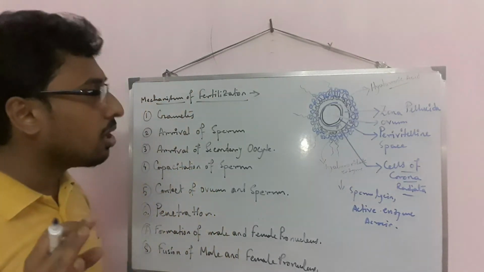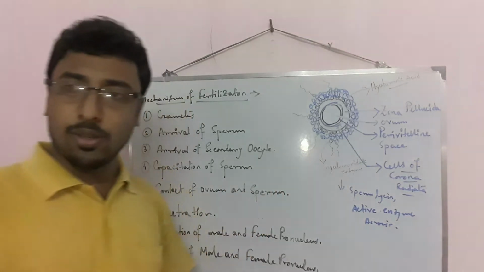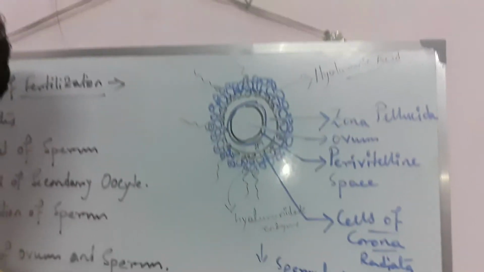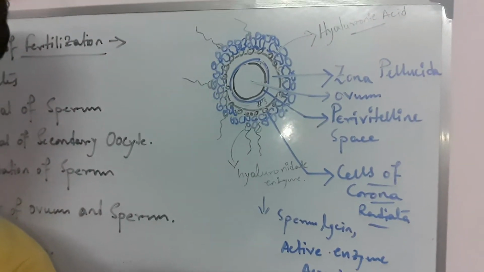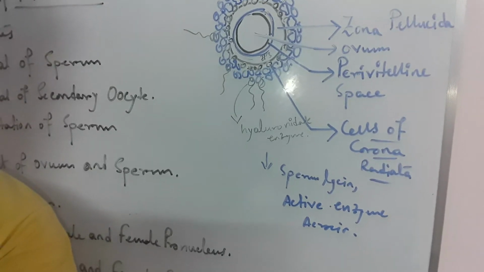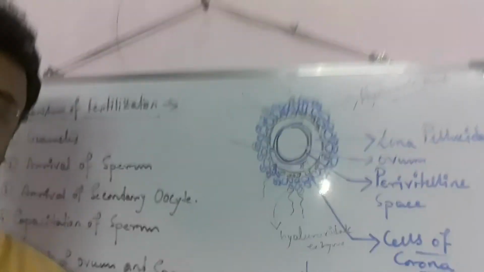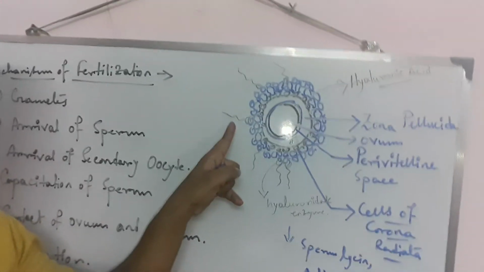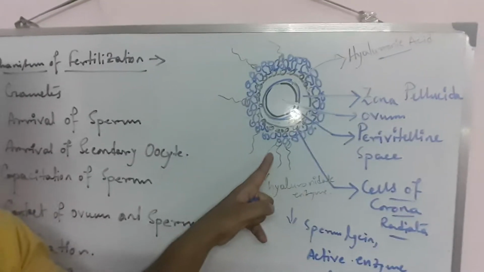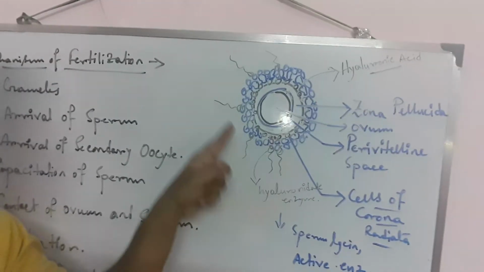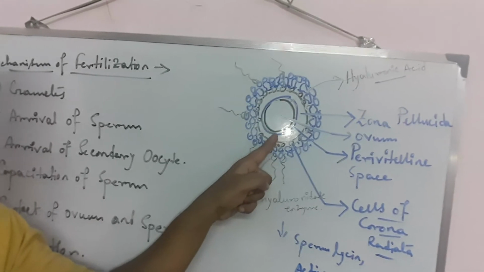Now how will penetration occur? From here I am also showing you the structure. Look at the structure here very carefully. Here the sperms are entering. The acrosome part of a sperm is entering here. Here are the cells of corona radiata, the zona pellucida, and the perivitelline space.